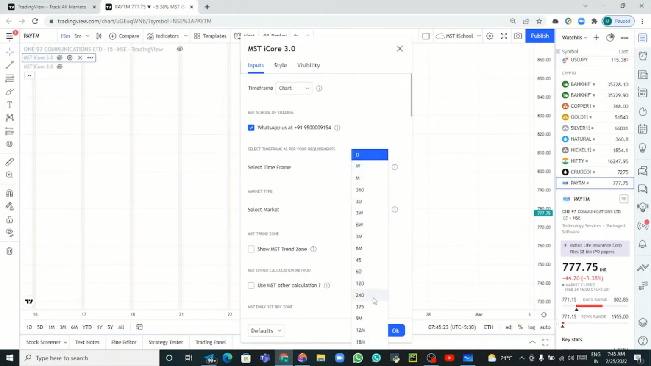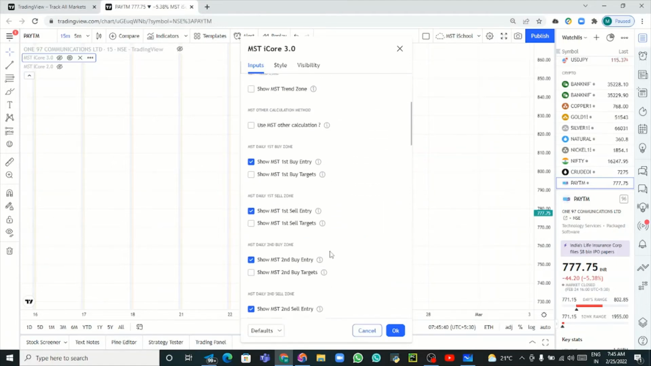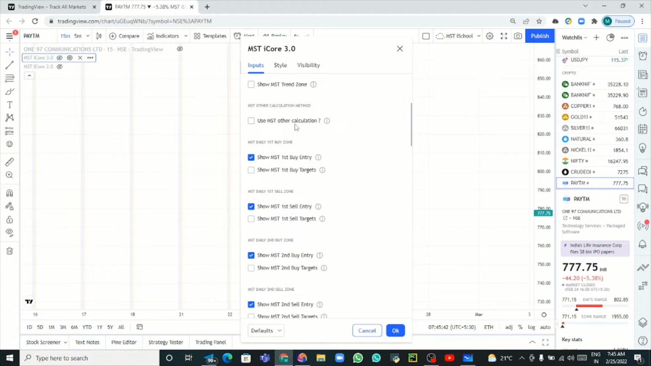Here I have given some extra time frames because a few of the customers have asked me: I want a 45 minutes time frame, I want a 120 minutes time frame, I want 45 days, sorry, this is not minutes, 45 days, 120 days, right? And the trend zone is there, and the MST calculation is there.